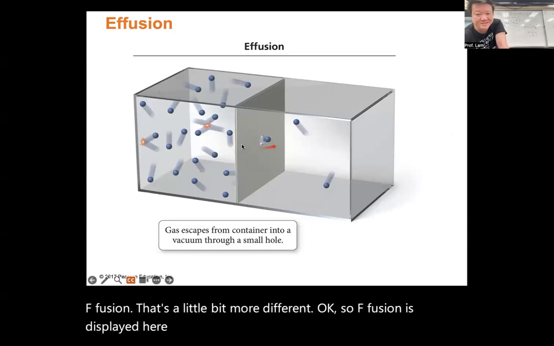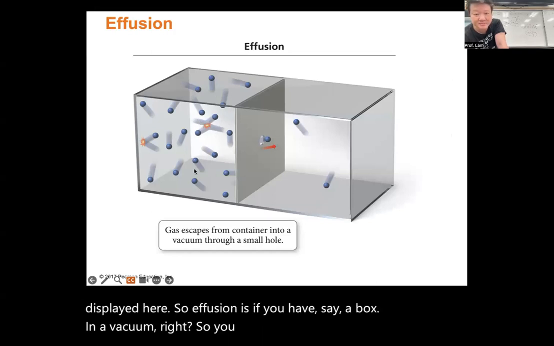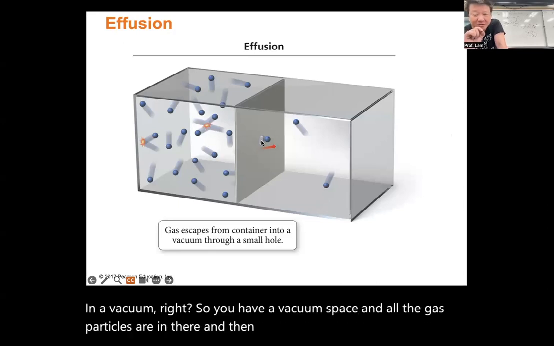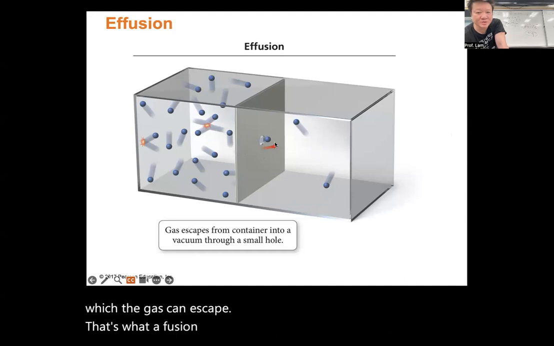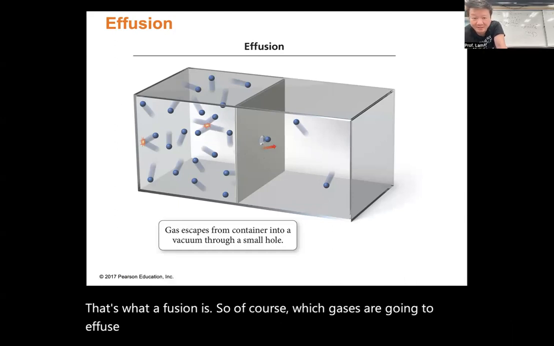So effusion is if you have, say, a box in a vacuum, right? So you have a vacuum space and all the gas particles are in there. And then you make a very small, tiny hole through which the gas can escape. That's what effusion is. So of course, which gases are going to effuse first? What do you guys think?